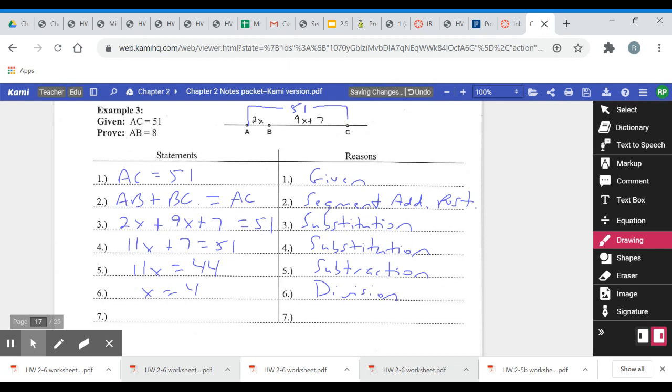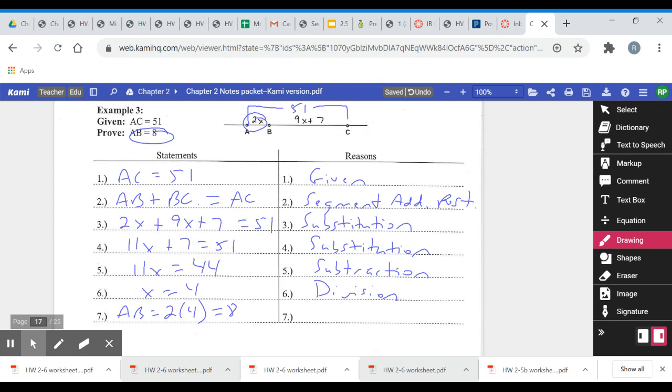And then from there, again, I'm not at what I'm trying to prove yet. This is what I'm trying to prove. And so to get there, I can show that the measure of AB is equal to, if I look in my picture, I can see AB is 2x. But if I know that x is 4, I can put a 4 in its place. And then I know that 2 times 4 is equal to 8. And so now I have that AB is equal to 8.